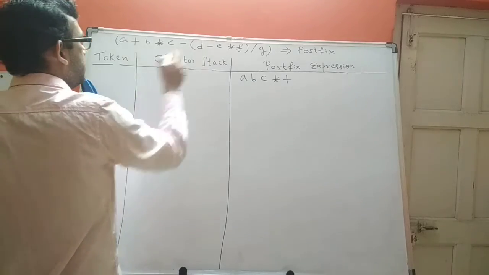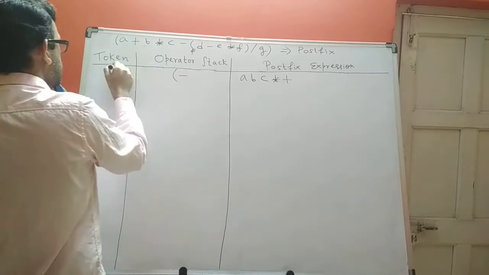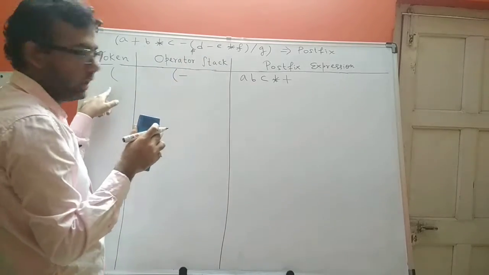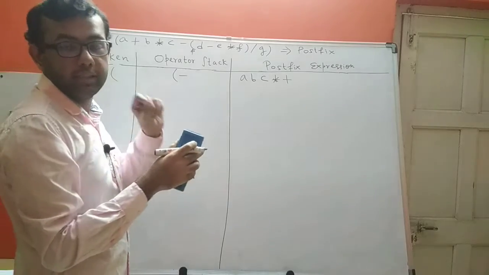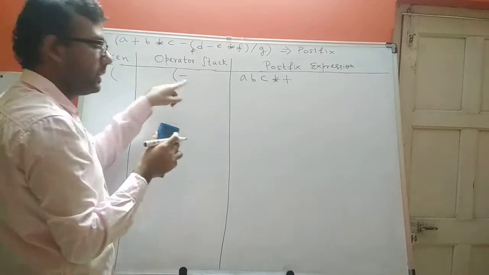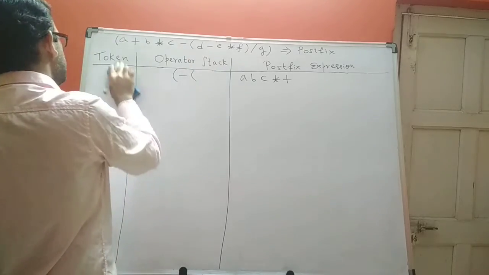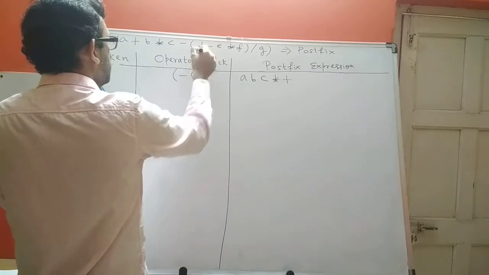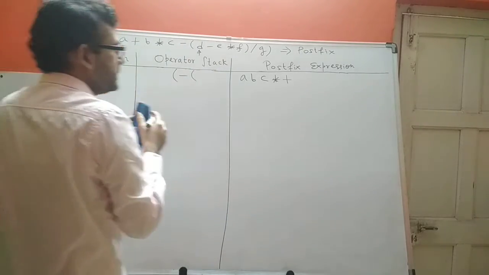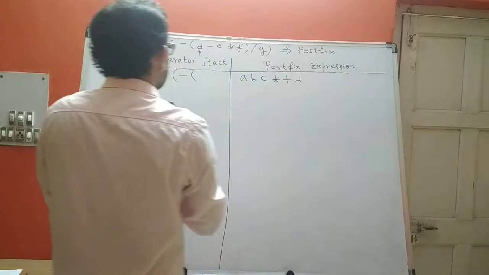My next token is opening parentheses. Now opening parentheses, when it is a token, has the highest precedence among all operators. So it has greater precedence than minus, so it can be above it. My next token is D. Now D is an operand, so I will add it to the output.